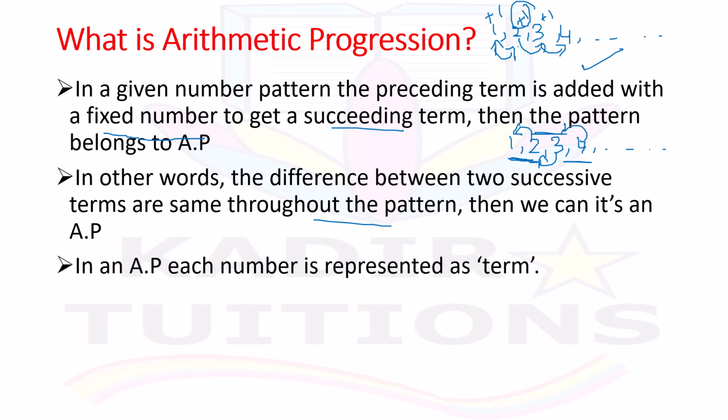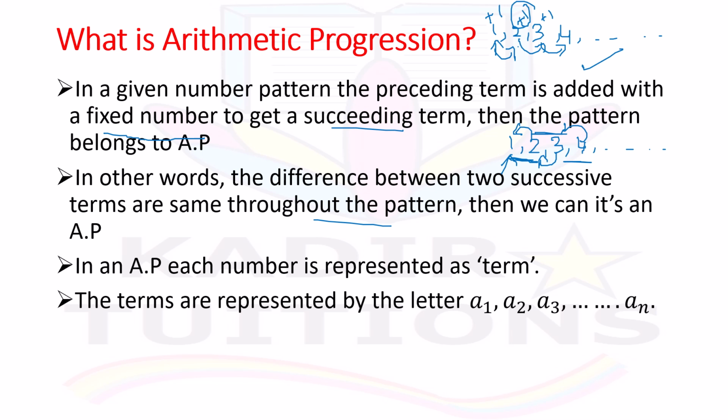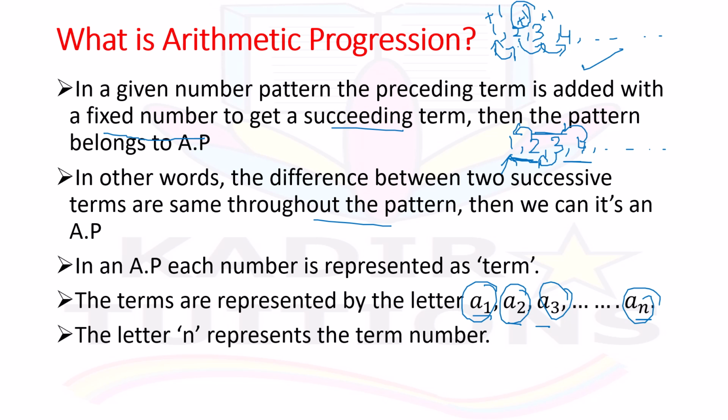And here in an AP, each number is represented by the word called a term. So number 1 is one term, 2 is one term, like that we can specify. And the terms are represented by the letters a1, a2, a3 till an. So what is a1? It's nothing but the first term. What is a2? It's the second term. What is a3? It's the third term. What is an? It's the nth term, which we don't know. So here, what is this n? It's nothing but representing the term number.